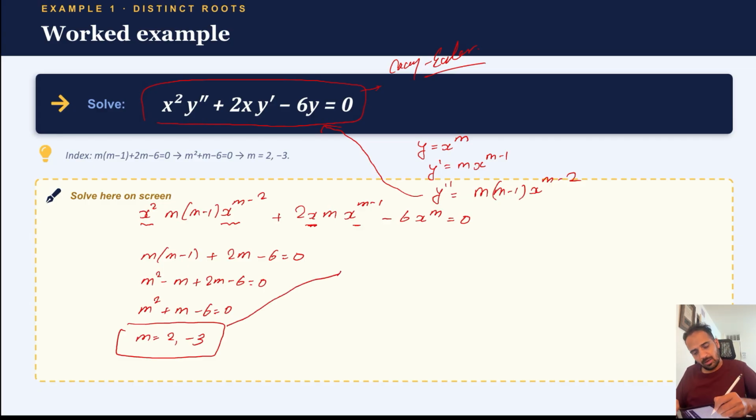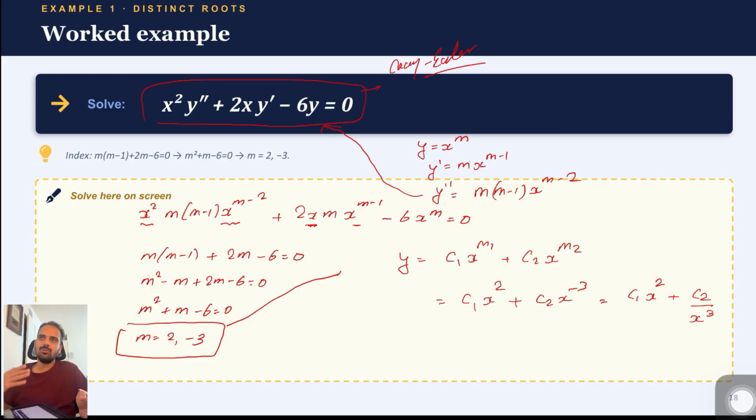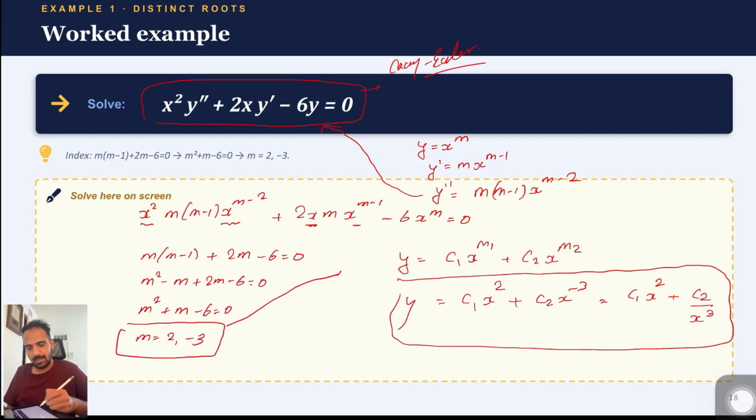So if the case is real and unequal, then our solution will be y equals c1 x^m1. We will have the two solutions, m1 and m2. Another will be c2 x^m2. So this will give me c1 x^2 plus c2 x^(-3). This implies c1 x^2 plus c2 over x^3, and the values of c1 and c2 will be determined by using the initial condition or the boundary condition. For now, the general solution is this. So this is the case of having unequal and real roots of the index equation.